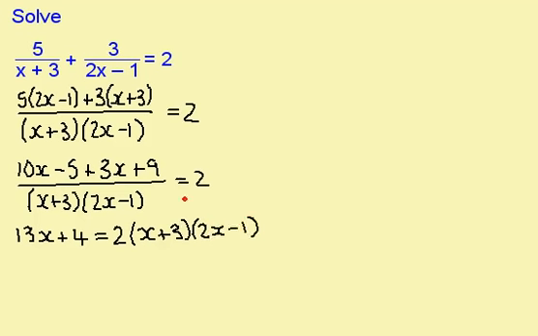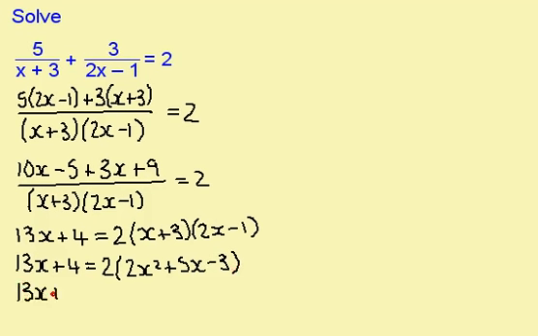These brackets here have gone up the escalator. I now need to multiply out these brackets. So I have 13x plus 4 equals 2. x times 2x is 2x squared. 3 times 2x is 6x, and minus 1 times x is minus 1x, so that gives me 5x. And then plus 3 times minus 1 is minus 3. I now need to multiply out this bracket here. So I have 13x plus 4 equals 4x squared plus 10x minus 6. I now need to rearrange and simplify this. So I have 4x squared.